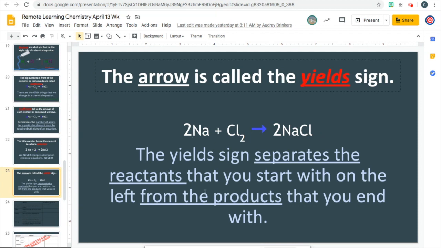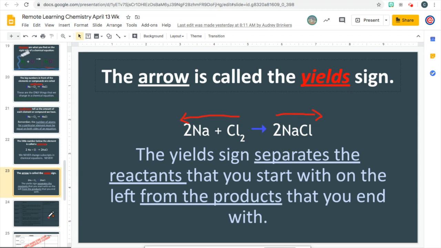It's also an easy way for you to know which ones are the reactants versus which ones are the products. Anything before the yield sign is going to be a reactant. Anything after the yield sign is going to be products. Again, anything before the yield sign, reactants; anything after, your products. That's why the yield sign is very, very important.